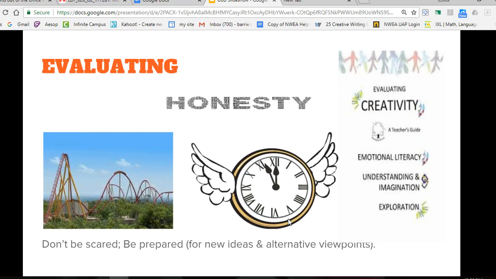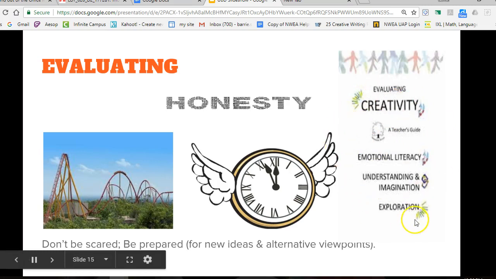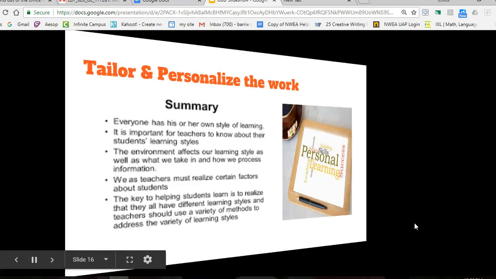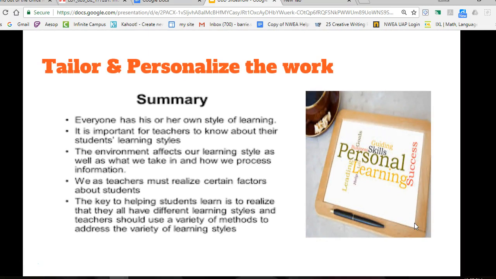Then the evaluation, which to me is just a time of honesty, learning the skill that you should not be scared, but be prepared. And if you're not, it's okay to learn how. Using how to juggle your time, and then me being honest with my evaluations and considering emotions of students and respecting their imaginations. To me, tailoring and personalizing the work means that I am really thinking about the students as individuals and as classrooms, and personalizing the work so that there's understanding and some satisfaction in what they're doing.